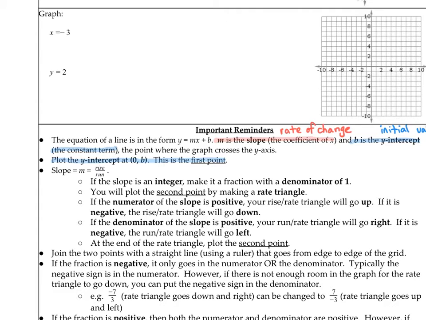Now what you do is you take your slope, which is rise over run. If your slope is an integer, you make it a fraction with the denominator of 1. So if the slope was 3, you would make it 3/1. So the y-intercept is your first point. You're going to plot the second point by making what is called the right triangle. And to make the right triangle, what you do is you take the numerator of the slope, and if it's positive, your right triangle will go up, and if it's negative, the right triangle will go down.